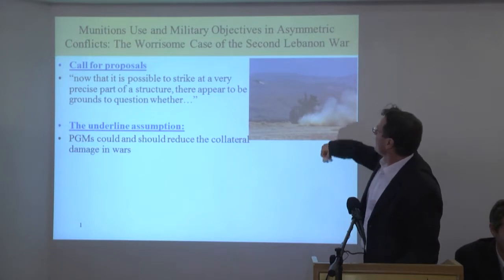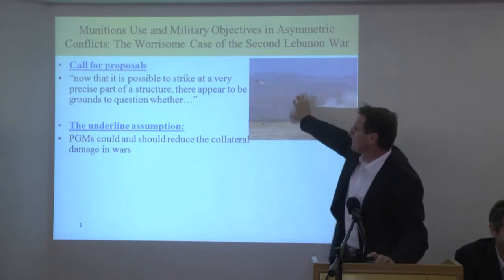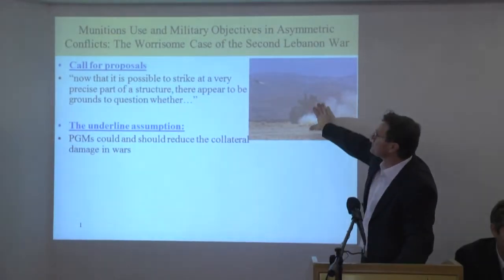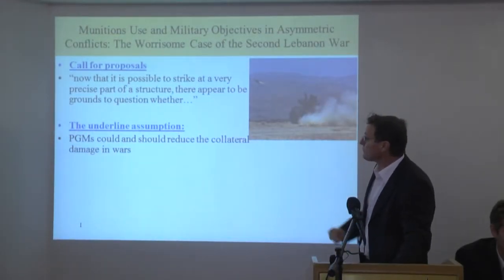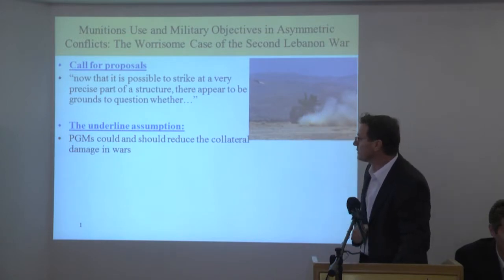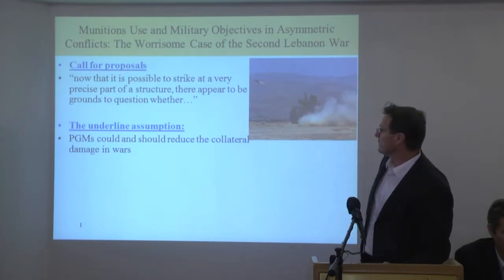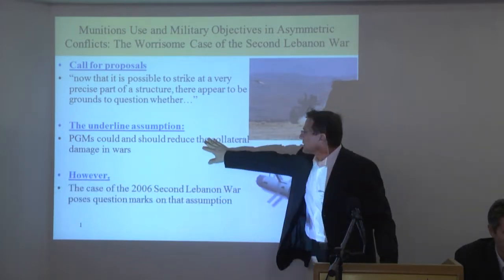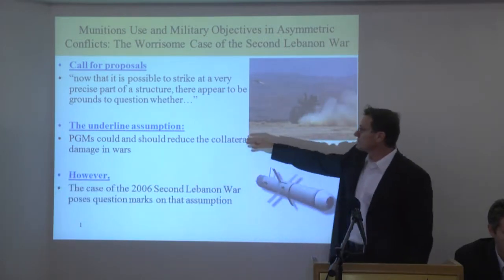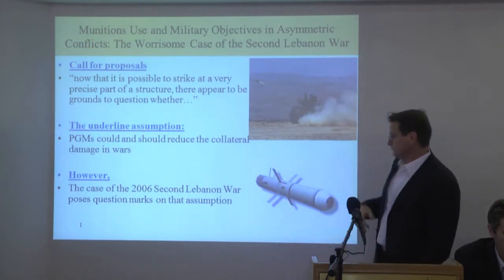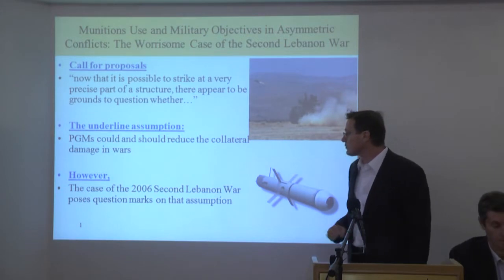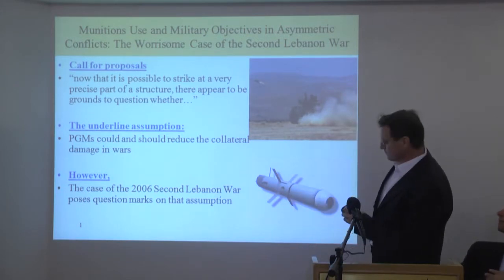This is of course a PGM, a highly accurate surface-to-surface missile, which was used in the Second Lebanon War. And we will see what happened in that war regarding munitions, and some interesting things happened. So this, of course, is the underlying assumption: PGMs could and should reduce the collateral damage in war. However, the Second Lebanon War posed a question mark on that assumption.